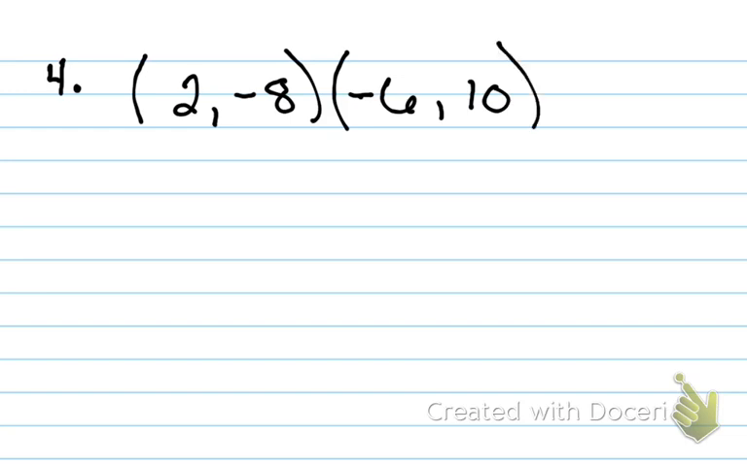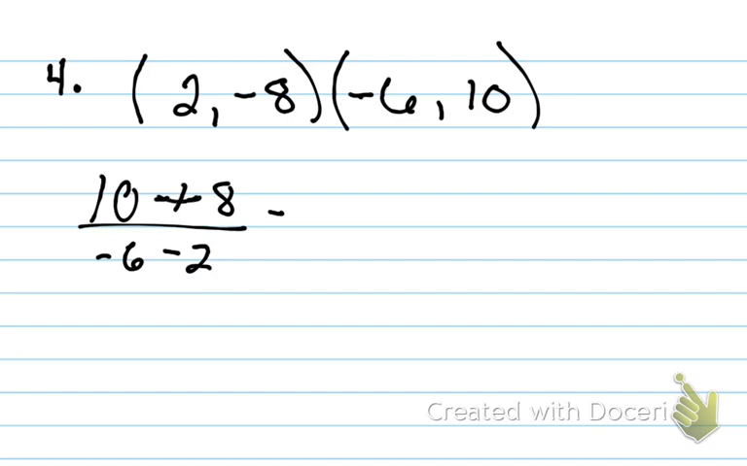Okay, so let's back it up a little bit, and let's just take 2 ordered pairs: (2, -8) and (-6, 10). And I want you to find the slope. Go ahead, just 2 ordered pairs, and just find the slope. Go ahead and do that. All right, so we have 10 minus -8 over -6 minus 2. Did you guys get that? All right, double negative changes to a positive.